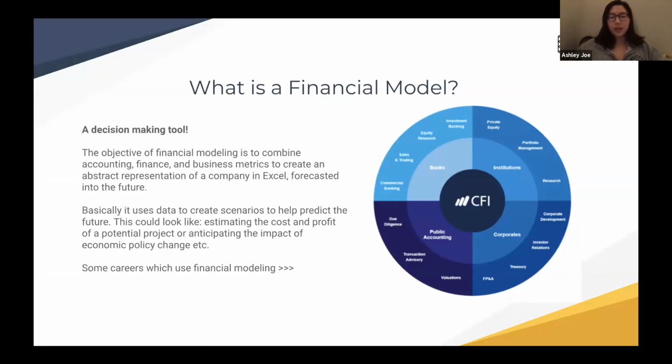And this could look like estimating the cost and profit of a potential project or anticipating the impact of economic policy change. These are some careers which use financial modeling, which include investment banking and private equity and some treasury business within corporate. Next slide, please.